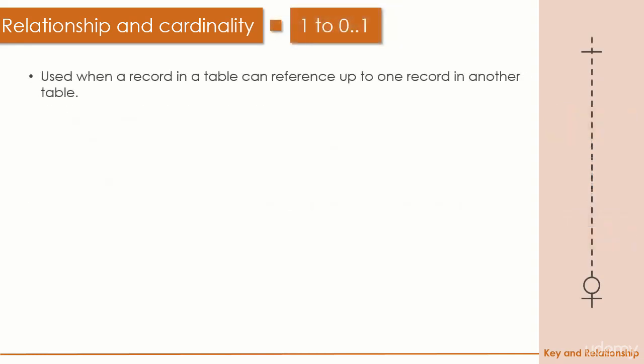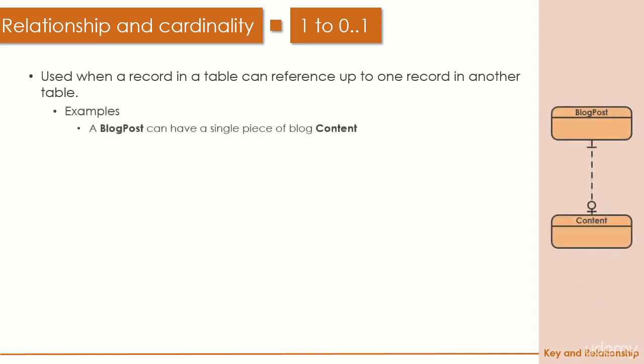The second one is one-to-zero-or-one. It's used to reference another table where you sometimes have a record and sometimes have no record. An example is a blog post, which can have a single piece of blog content. Why separate it? Maybe it is so big, storing multi-kilobytes or multi-megabytes of data, that we don't need to get it all at once. The customer can have address info. He may have an address or no address, so we can save some space.